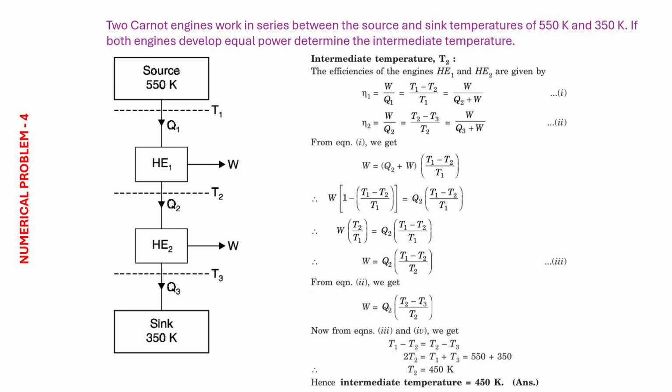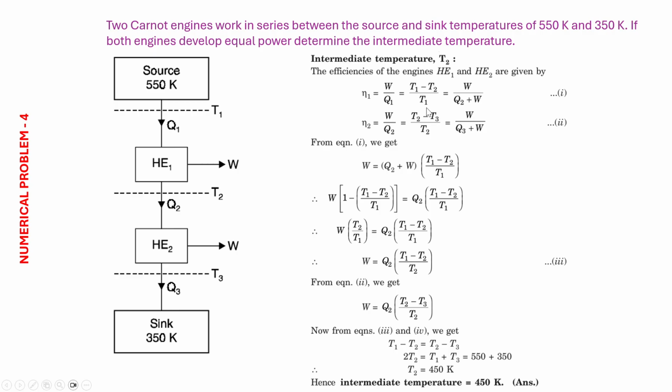As a means of which we are going to have W divided by Q2 plus W. We all know W is Q1 minus Q2, right? For calculating Q1, we can rearrange the equation in terms of Q2 plus W. Likewise, we may also have the interaction between Q2 and Q3 as Q3 plus W, right?